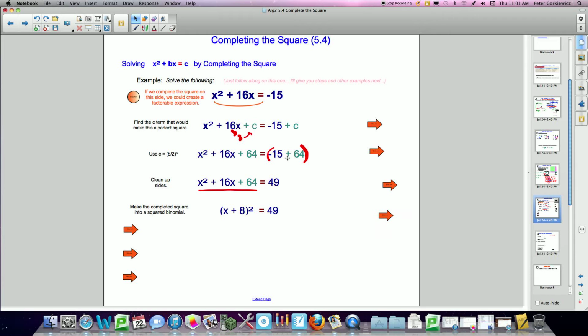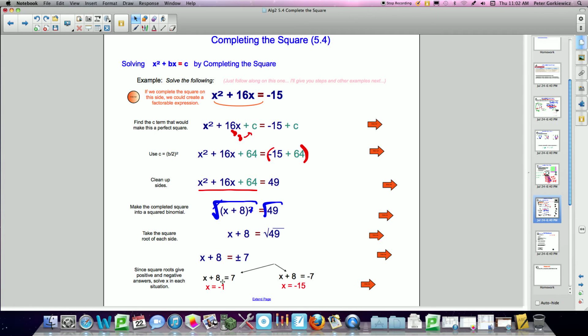Cool? So we did all that work, so we could take the square root of this side and the square root of that side, and so this exponent will cancel out, and you just get the radicand. And on this side, you get the square root of 49, which is plus or minus 7. And then you get the two cases where 7 could be positive, and so you get x is negative 1, or 7 could be negative, and x is negative 15, right? And you could plug them back in and check that both of them are solutions. Cool? All right, moving on.